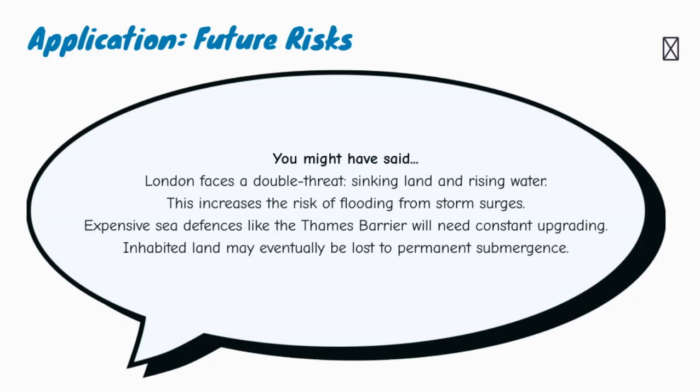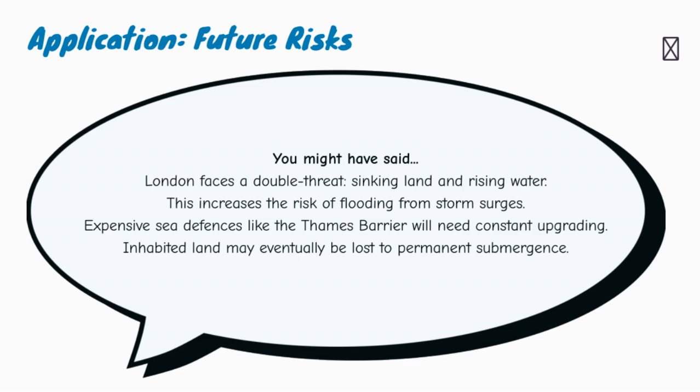You might have said that London faces a double threat: sinking land and rising water. That is correct. You might also have said that this increases the risk of flooding from storm surges. That is also correct. If the sea is rising globally and the land is sinking locally, relative sea level rise becomes more serious. This means flood defenses, such as the Thames Barrier, may need constant upgrading.